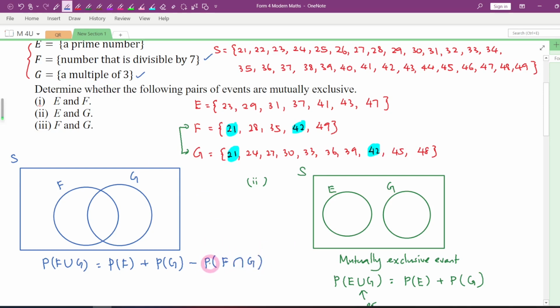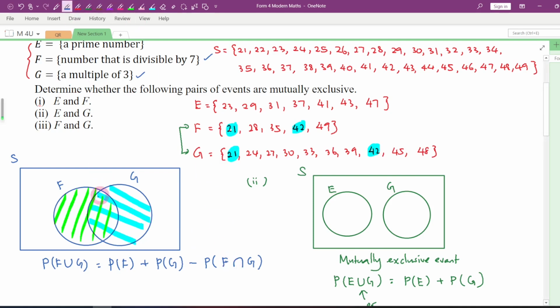Okay, so why do we need to minus that one? When we calculate the probability of getting a number that is divisible by 7, we calculated this part, right? And plus probability of getting a multiple of 3, we calculate here. We consider this part. Now, you will notice that this part, we have added it two times, right? Therefore, we need to minus it back.